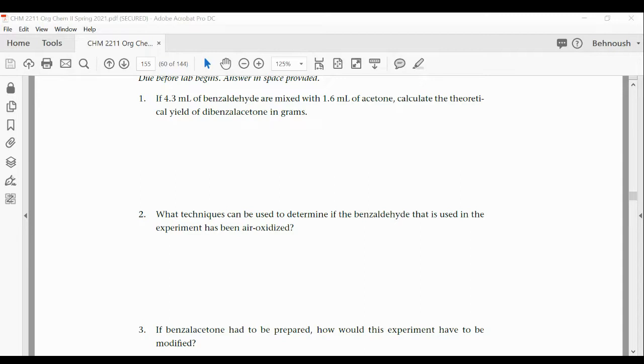Now, the last method you can use to find out if you have benzoic acid in the mixture or not is to use sodium bicarbonate. If you have benzoic acid, it will react with sodium bicarbonate. It produces carbon dioxide, so basically it bubbles. And if it's benzaldehyde, it doesn't react with sodium bicarbonate.